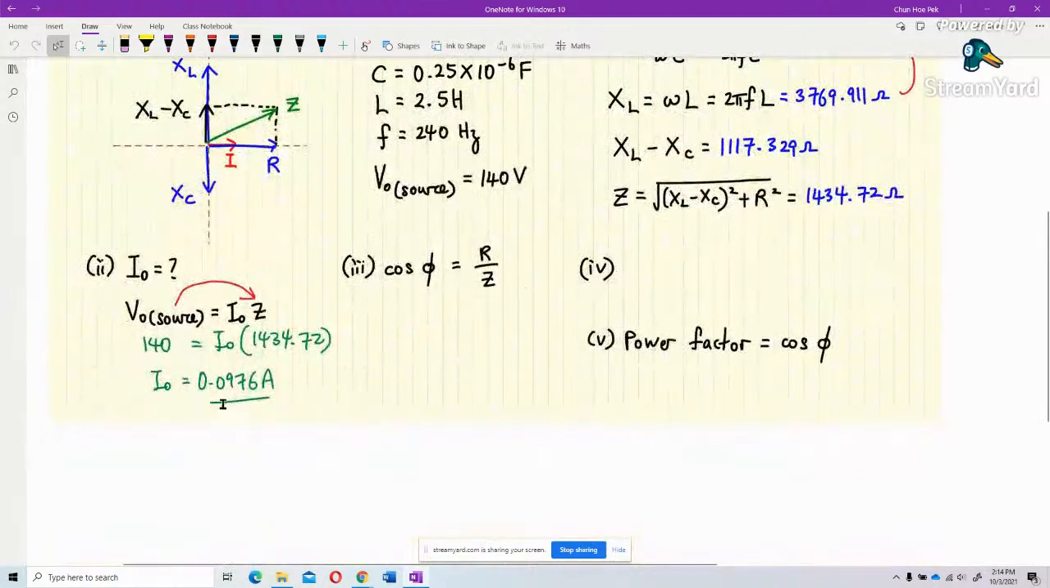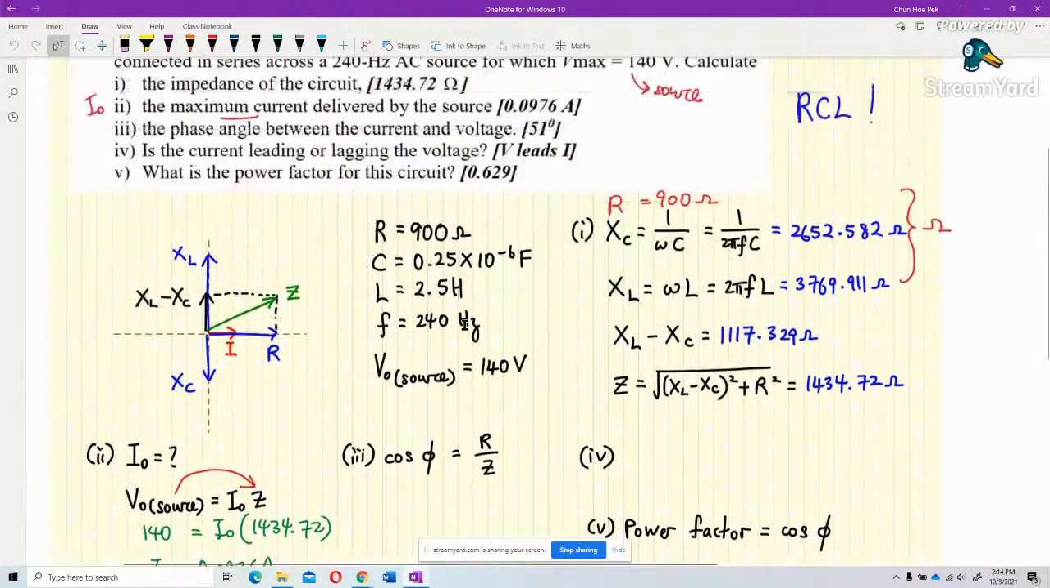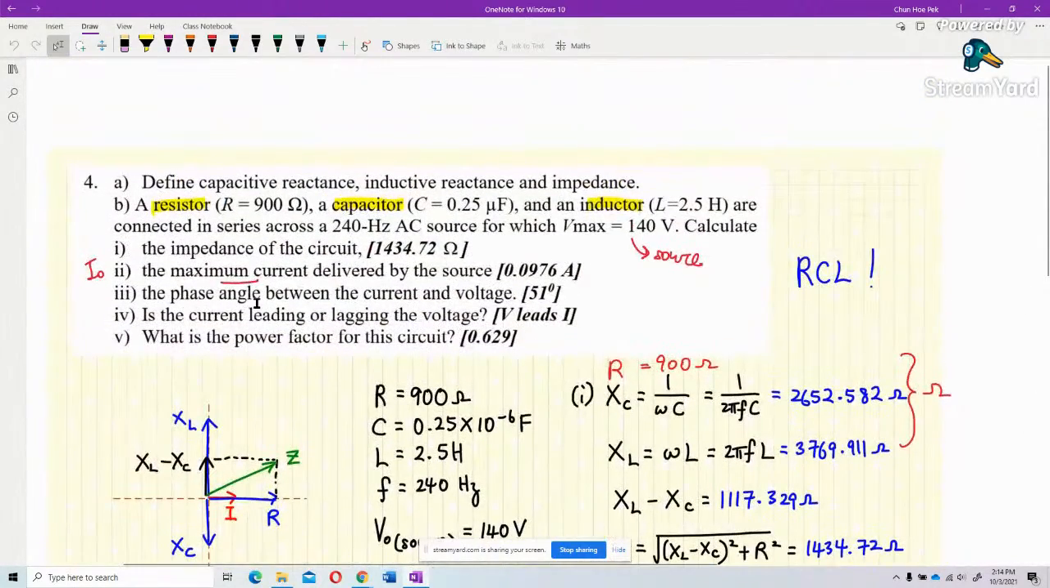Now, what else? We want to find the phase angle between the current and voltage. That means you want the current I, and this is the voltage, the V source. So you want to find the angle, and this phase angle is phi, between the current and the source voltage. So how to find that?